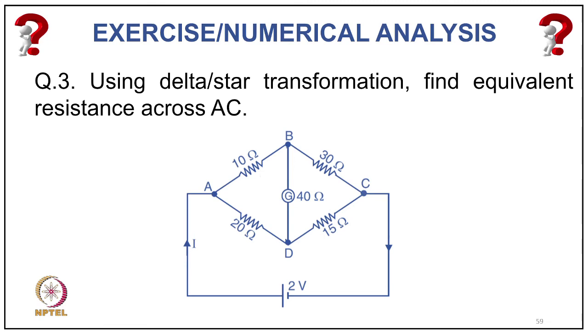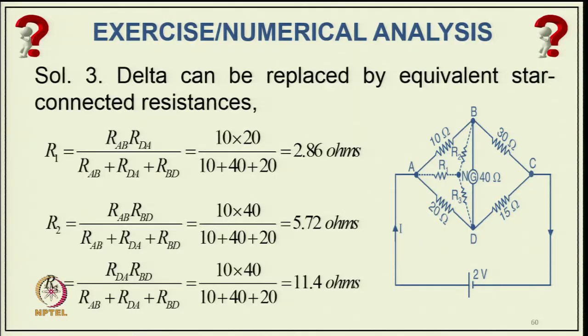So, we have here resistances of typically 10 ohm, 20 ohm, 30 ohm and 15 ohm, with a battery of 2 volt, and we have a galvanometer which has a typical resistance of 40 ohm. So, we have to find out the equivalent resistance here.